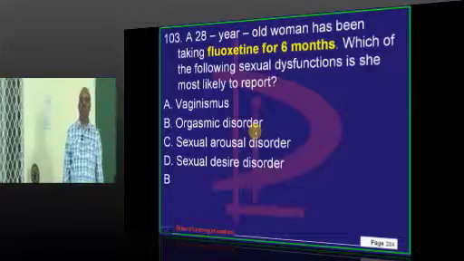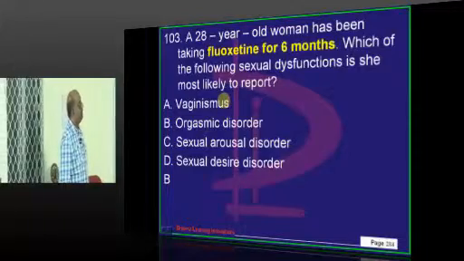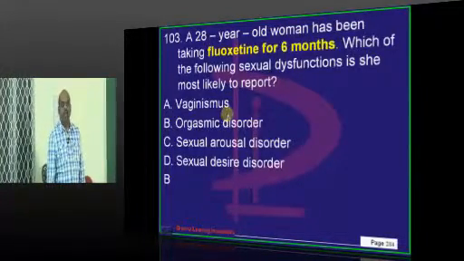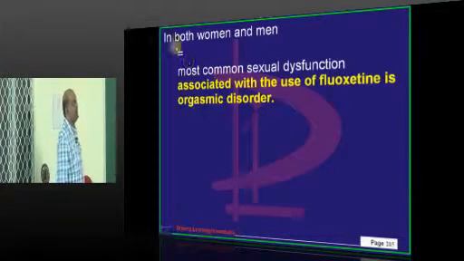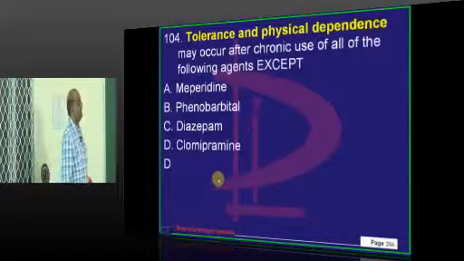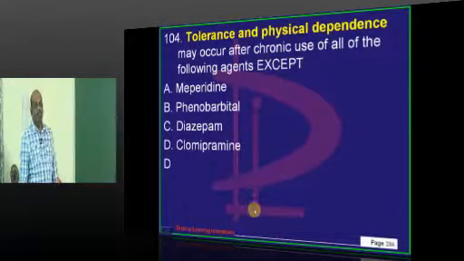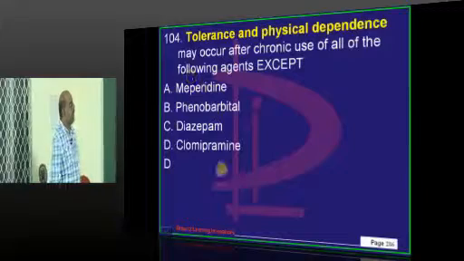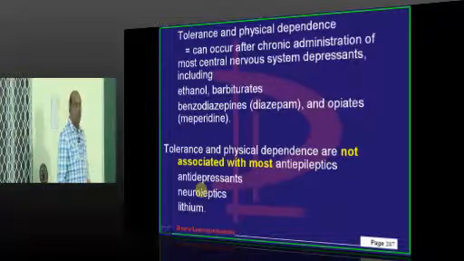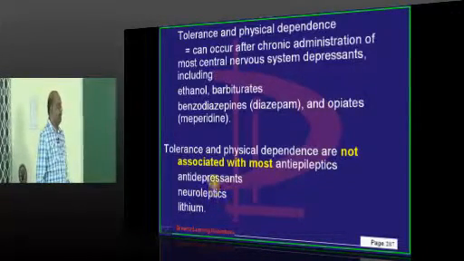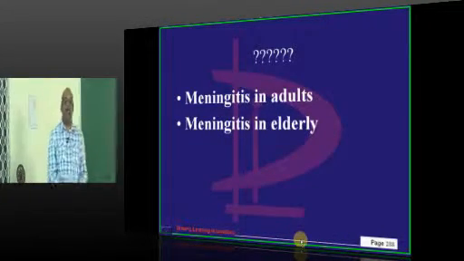Fluvoxetine, those who take SSRIs, selective serotonin reuptake inhibitors. What is the common problem they all suffer? They will all have an orgasmic disorder, inability to achieve the orgasm, both the men and women who use SSRIs. Tolerance and physical dependence is a problem with meperidine, diazepam, phenobarbital, any of them, if you chronically use them. But neuroleptics, antidepressants, lithium, tolerance and physical dependence is not a feature, is what needs to be remembered.